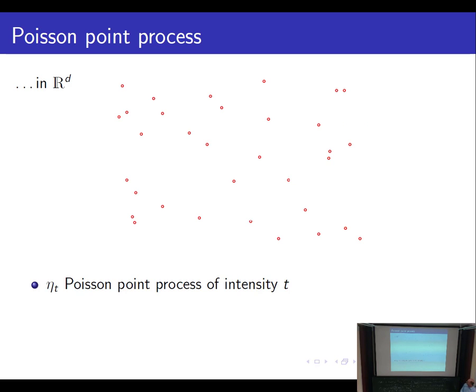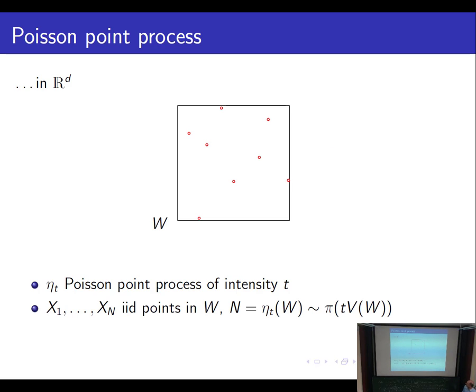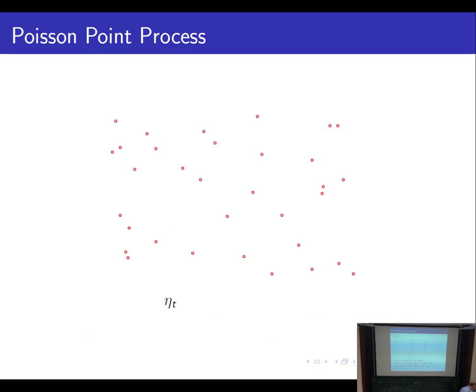We start with a Poisson point process of a certain intensity T, which means that the underlying measure is the Lebesgue measure in the whole space, and T is just how many points we expect in a set of volume 1. This just means that if I have such a window of a certain volume, then I see several points, and the number of points is Poisson distributed with parameter T times this volume. And if we have two windows, W1 and W2, which are disjoint, then we have independent random variables. So this is the classical model.